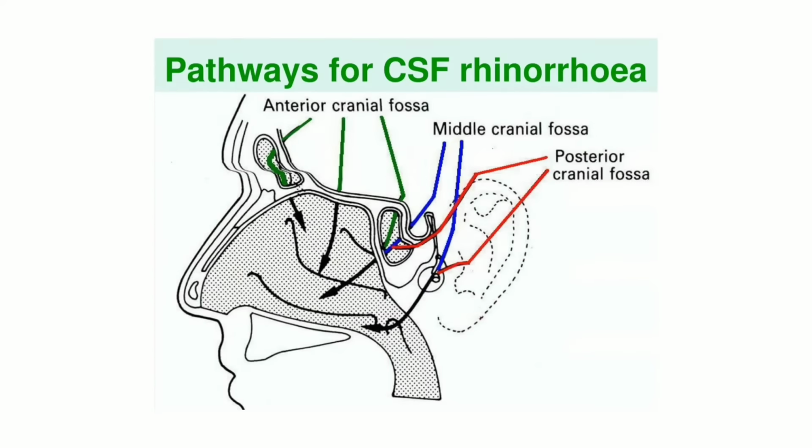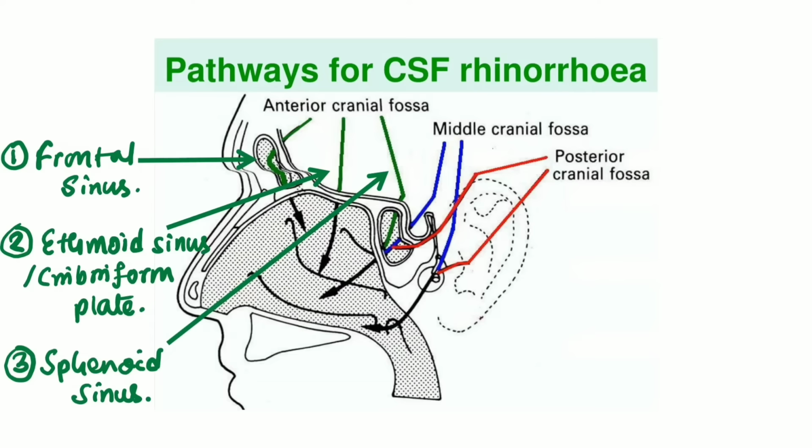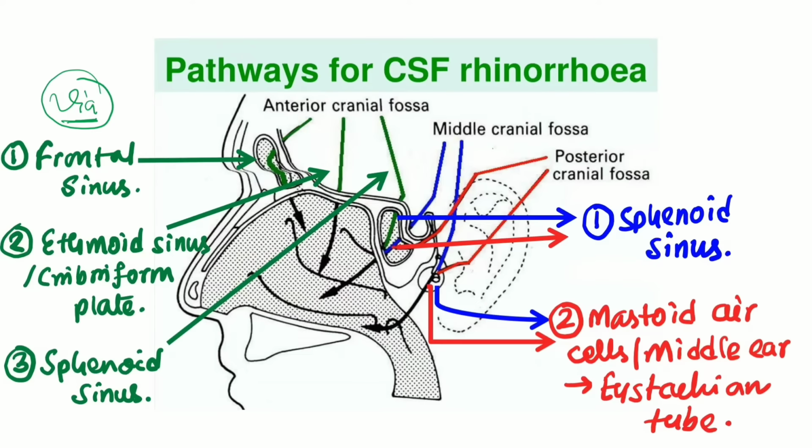Pathways of CSF rhinorrhoea, very importantly. From the anterior cranial fossa, the CSF gets drained via the frontal sinus, through the ethmoidal sinus cribriform plate, or through the sphenoid sinus during CSF rhinorrhoea. Next, it may also get drained via the sphenoid sinus or via the mastoid air cells or middle ear into the eustachian tube, from the middle as well as the posterior cranial fossa.